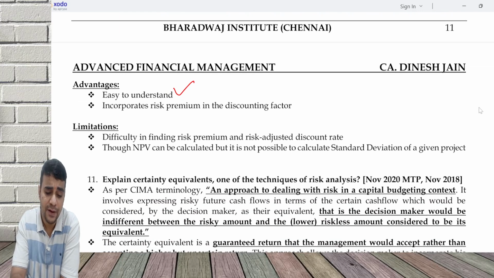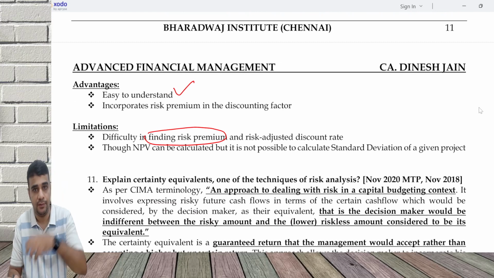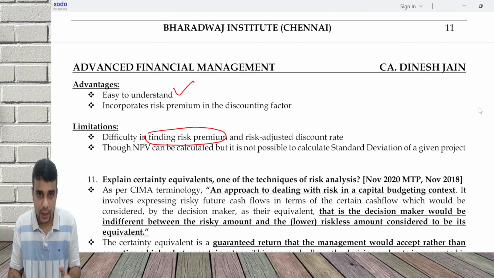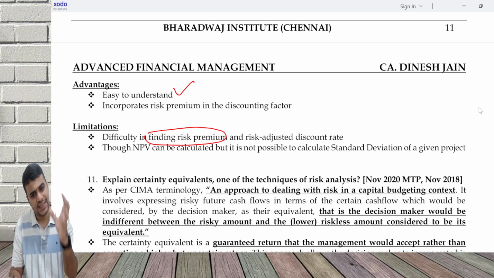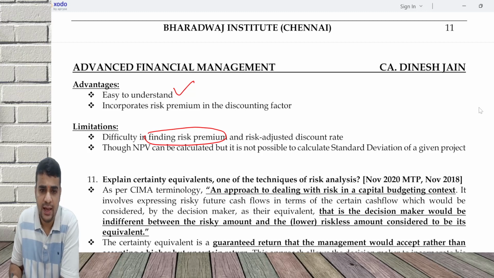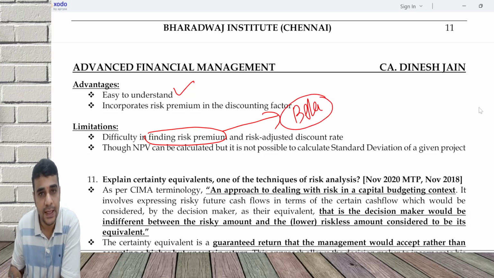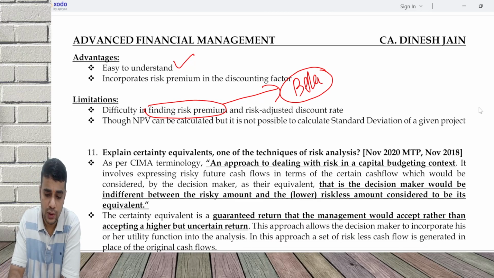The limitation is difficulty in finding this risk premium. It is easy to incorporate from a computation point of view or from a discussion point of view, but how do I find out the risk premium? There are a few options available. One of the options is if you can decide what is the beta of that project. If you have high beta, high risk premium; low beta, low risk premium. Also, the RADR approach cannot be used to calculate standard deviation of a project.